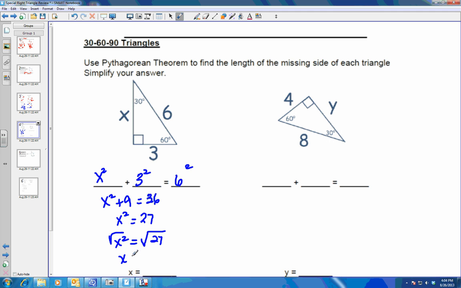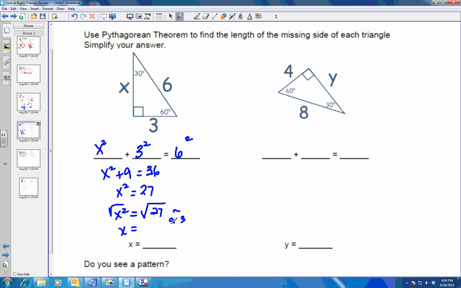and I get x equals the square root of 27, but 27 is 9 times 3, and 9 is a perfect square. So the square root of 9 is 3, and I have a 3 left over. So that's actually 3 square root of 3. Okay, let's do this one.